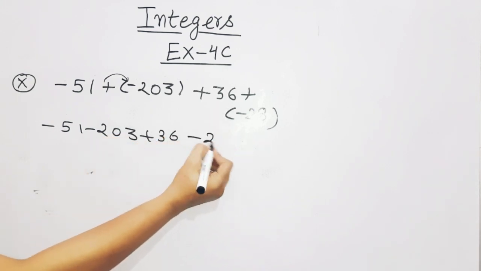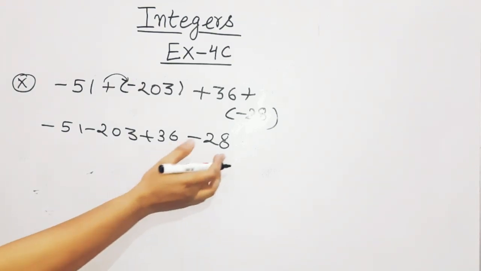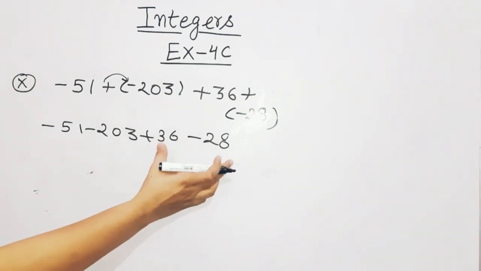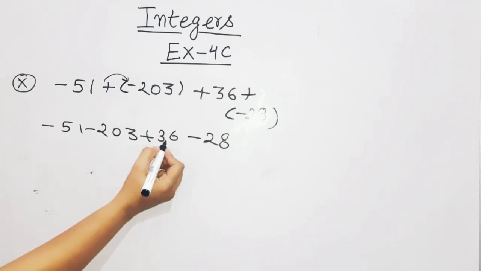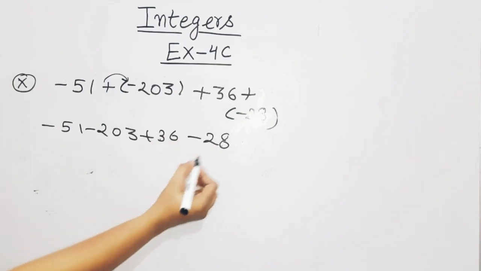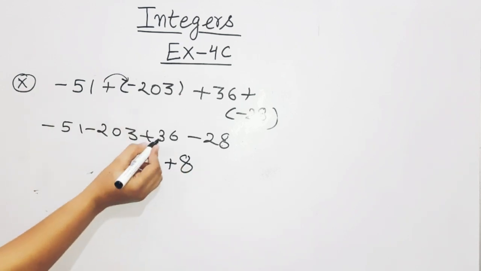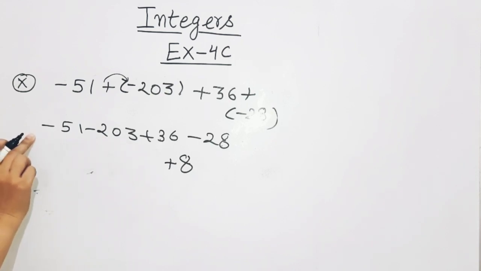Now I am going to begin my addition from one side, that is from the extreme right. So 36 minus 28, one positive, one negative, subtraction and sign of the greater number. So 36 minus 28 is 8. So here I got plus 8 because the sign of the bigger number was positive. Now the portion that is left, I am going to write that portion.